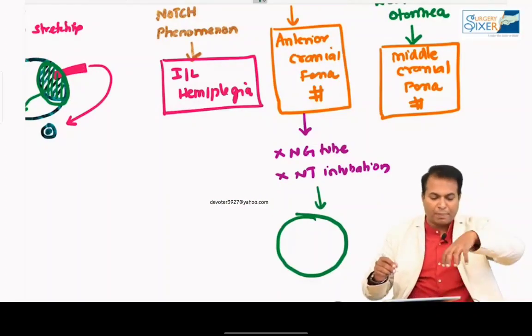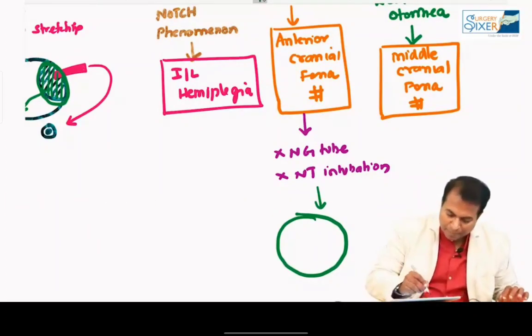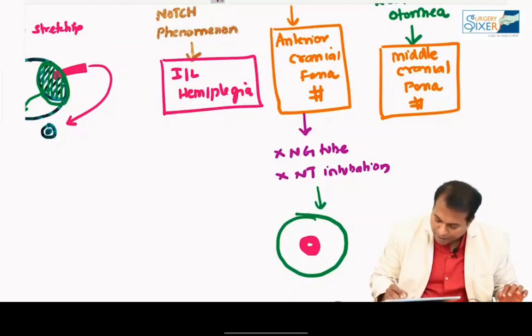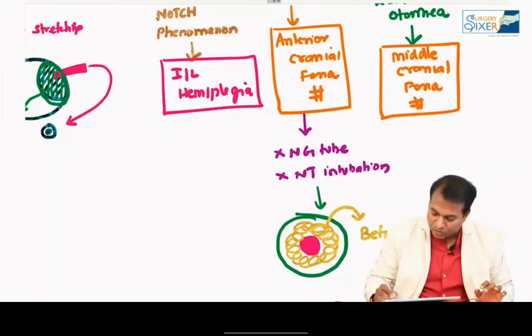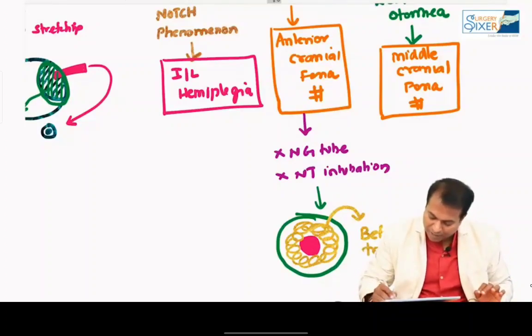You can put the fluid which is coming from the nose on a tissue paper. The blood will be seen in the center, and the CSF will be seen coming around the blood like this. When you test the CSF, beta 2 transferrin will be elevated.